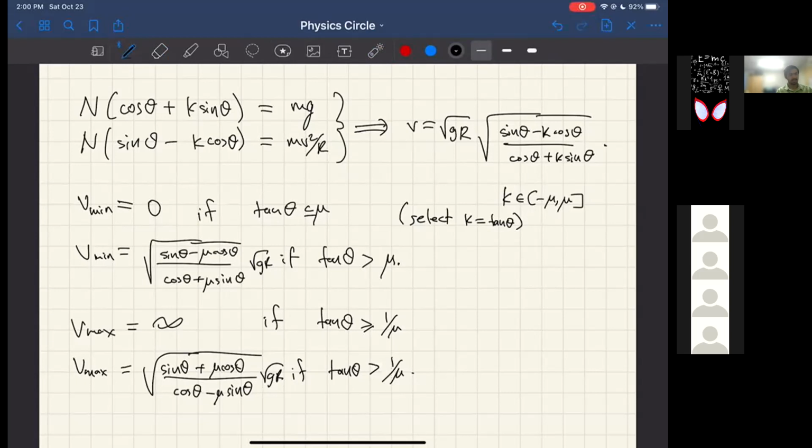Actually, I would say technically it's not right, because there's no case when tan theta is actually exactly equal to mu. Physically, that's never going to happen. It's always going to be either slightly less or slightly more. So in physics, we could put greater or equal to here, we could not put it here. They're all the same in physics.